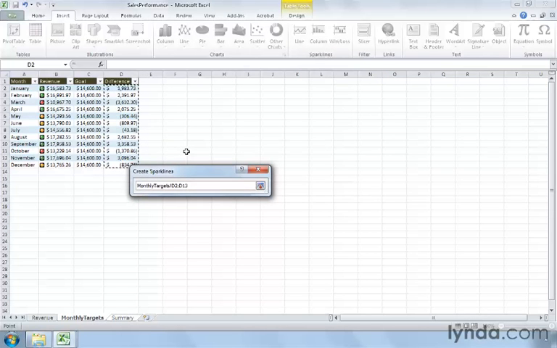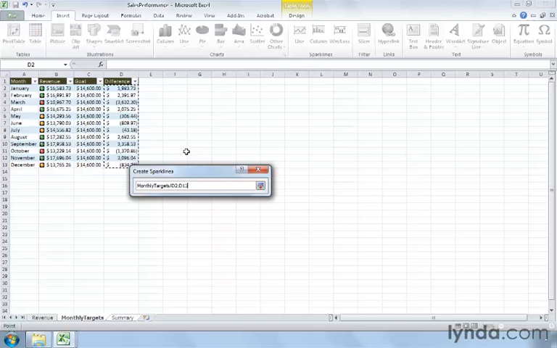The data that you use for a win-loss sparkline needs to have either positive or negative values. Positive values are considered a win, which means that they're placed in the upper part of the sparkline. Negative values are considered losses and are placed in the bottom part of the sparkline. You'll see what that looks like in a moment.